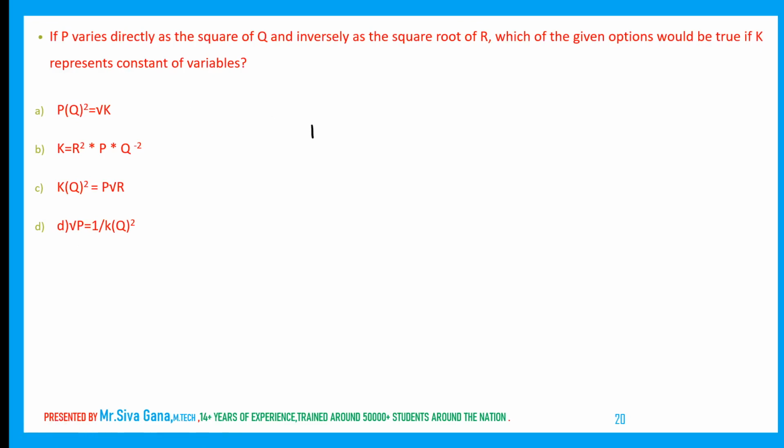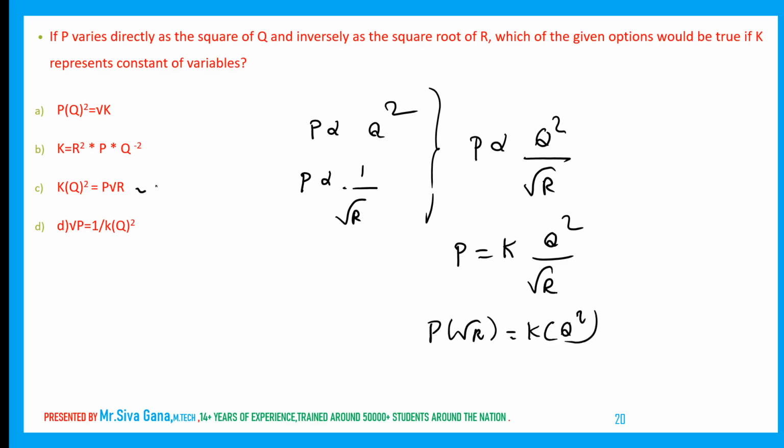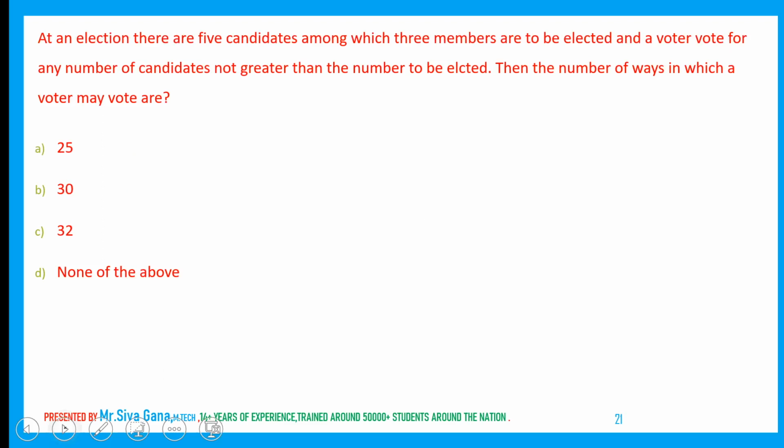P varies directly as square root of Q, and also P varies inversely to the square root of R. Sorry, not square root of Q, square of Q. If we club these two, P is proportional to Q square divided by root R. With the constant of proportionality K, P equals K Q square by root R. So P into root R is equal to K into Q square, which was there in option 3C. That's it. Simple question. Next one.